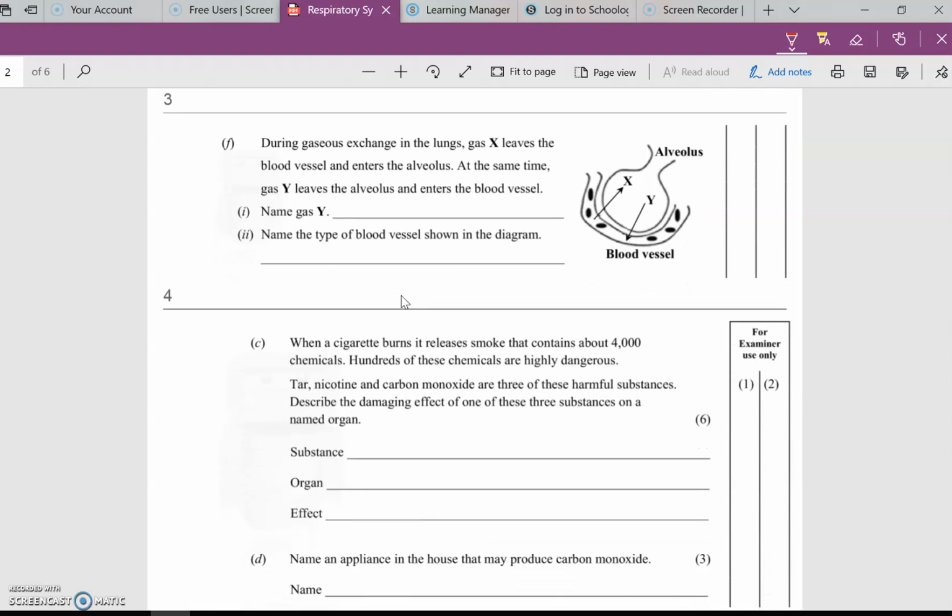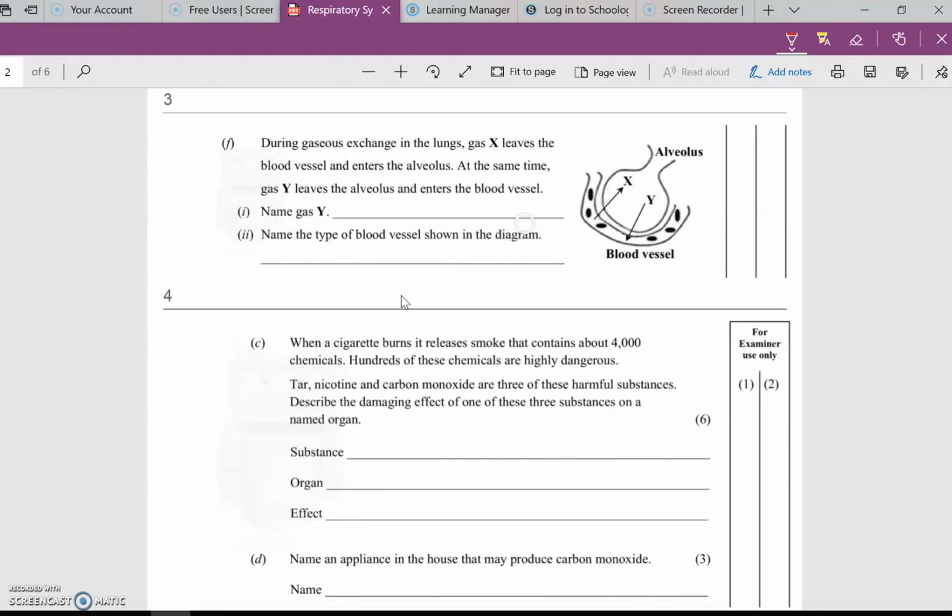Question 3. Name the gas Y here. Y, we'll notice, is the arrow going in. So what's going into the bloodstream from the alveoli? That has to be oxygen. X would be carbon dioxide.